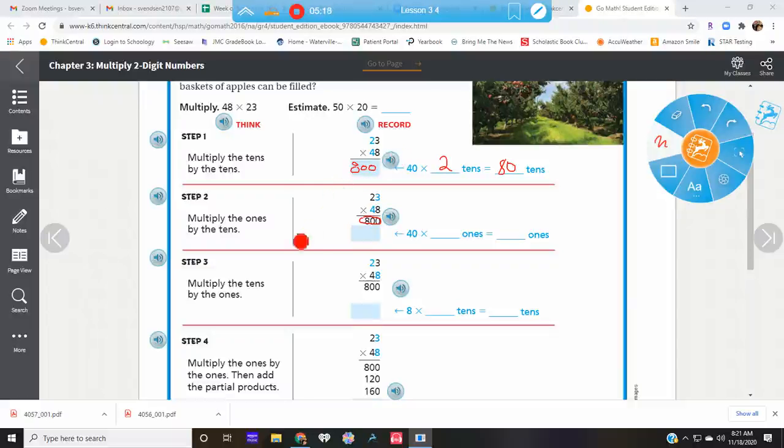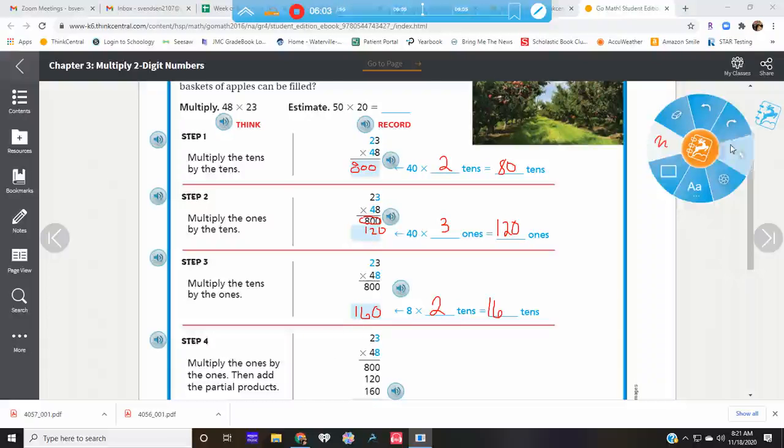All right, let's go to the next step. We're looking at 40 times 3 ones. Well, that's going to be 4 times 3 is 12. And we're going to add our 0 back to get 120. All right. Now we're going to do 8 times 20. So 8 times 20 is the same as writing 2 tens. So 8 times 2 is 16, or 160. Okay?